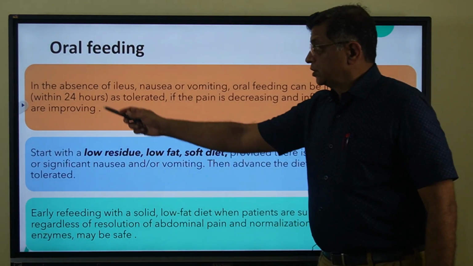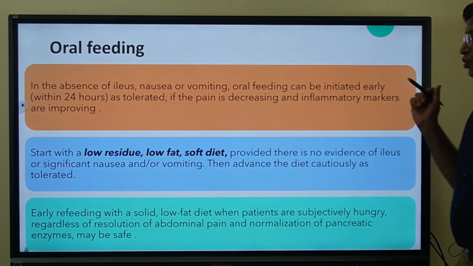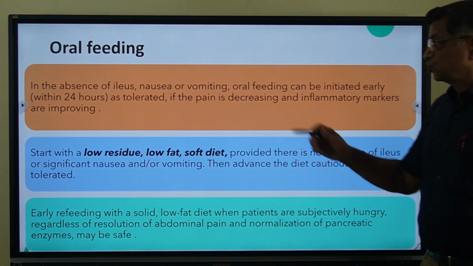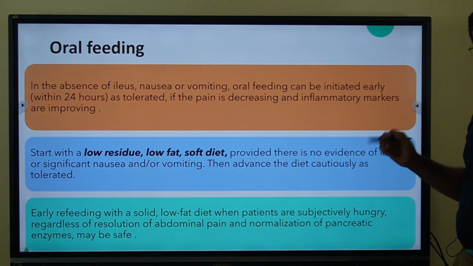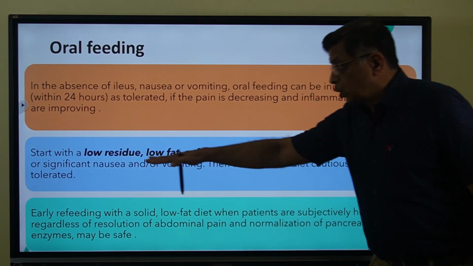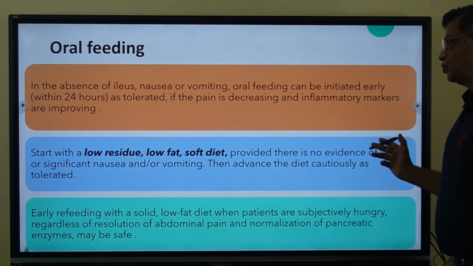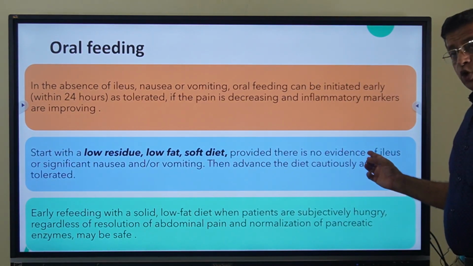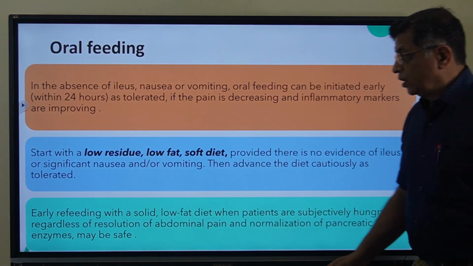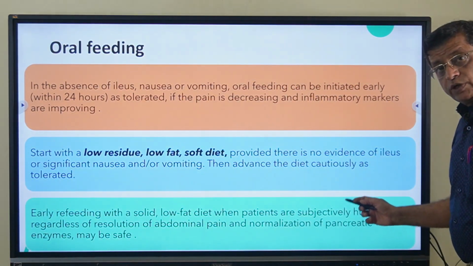Like we just discussed, in absence of ileus, nausea or vomiting, oral feeding can be initiated within 24 hours as tolerated if the pain is decreasing and the inflammatory markers are improving. Start with a low residue, low fat, soft diet, provided there is no evidence of ileus or symptoms, and then advance the diet cautiously as tolerated.